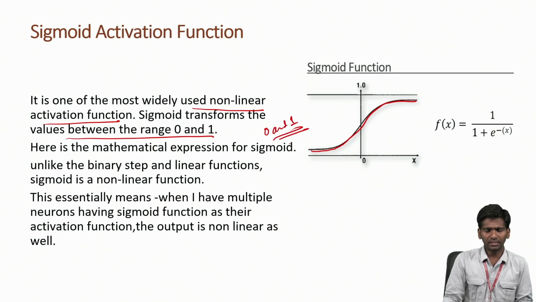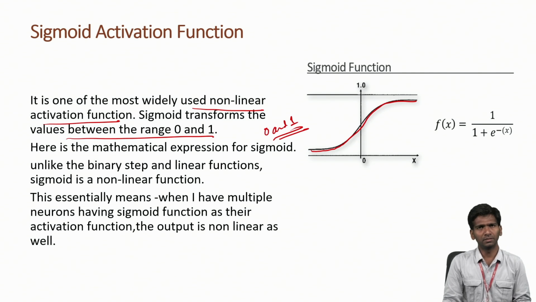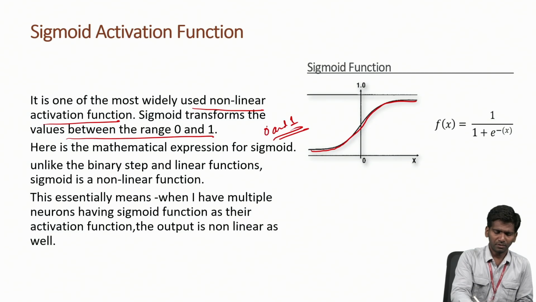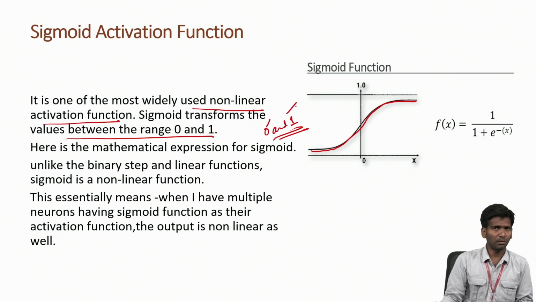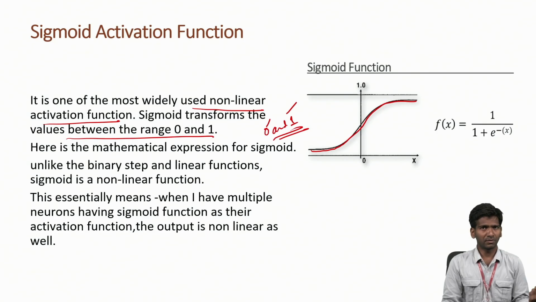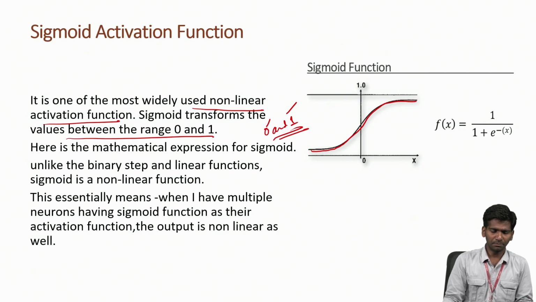Generally for binary classification, we have 0 and 1, right? For multi-class classification we have many classes, and at that time we can use softmax. But if it is binary classification, sigmoid is a better choice because it gives values between 0 and 1. Using 0 and 1 we can classify the object: 0 coming means one object, 1 coming means the other object. In this way binary classification can be done.